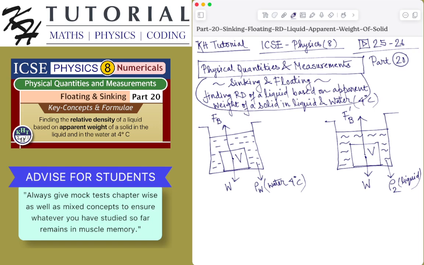Now, since the body is denser than both the liquid and the water, in both cases it will sink. On the left hand side, in both cases, two forces will act on the body as per Archimedes' Principle: the weight of the body acting vertically downwards, and the buoyant force or upthrust acting vertically upwards. What we are given is the apparent weight of the body in the liquid and in water at 4 degrees centigrade. Just based on these two data, we have to find the relative density of the liquid.